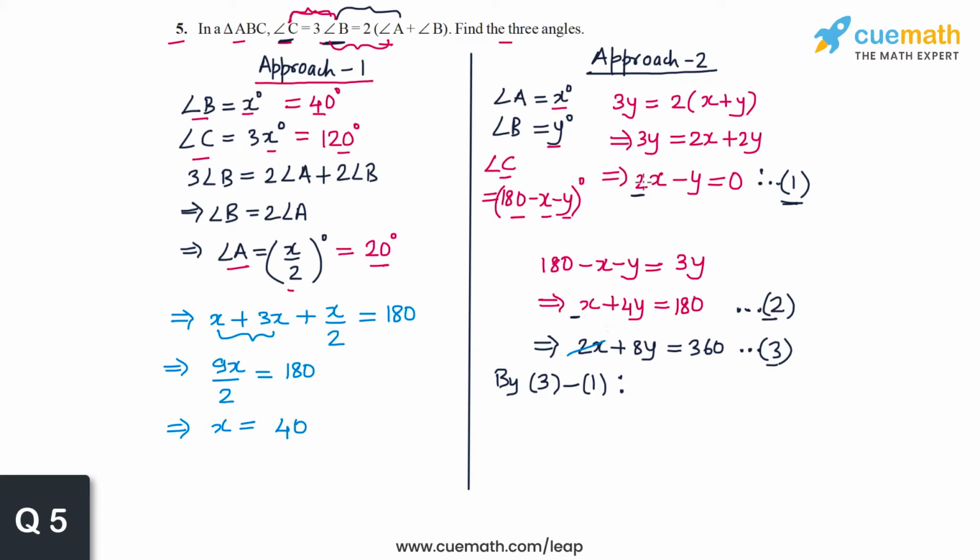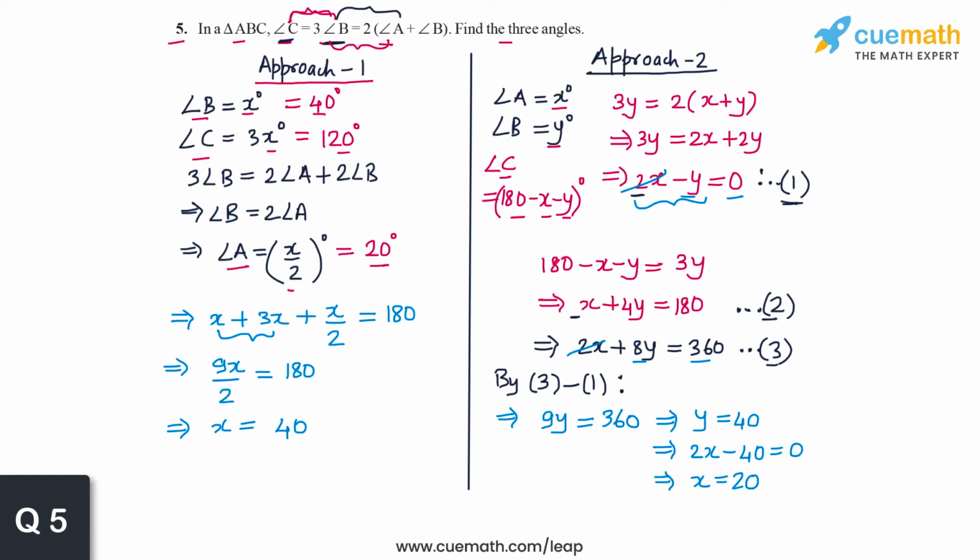So the 2x will get cancelled, and I will have 8y minus y, so that's 9y on the LHS, and on the RHS I will have 360 minus 0 or 360, and this gives me y equal to 40. And from y equal to 40 I can substitute this into the first equation, and I will get 2x minus 40 equal to 0, or x is equal to 20.